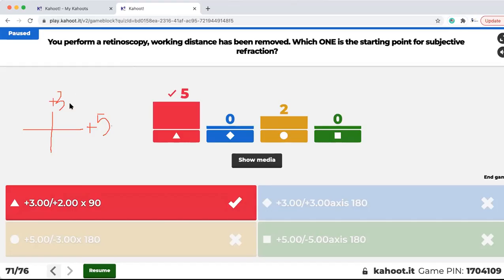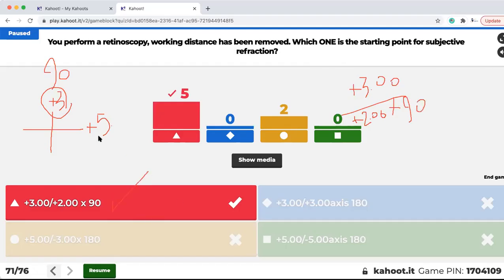It's simple: by taking any measure as a sphere. For example, we take the +3 as a sphere, so it will be +3. The difference between both measures will be the cylinder. So +5 minus 3, it will be +2. And we take the axis of the first measure, for the sphere measure, it will be 90. So this will be the right answer.